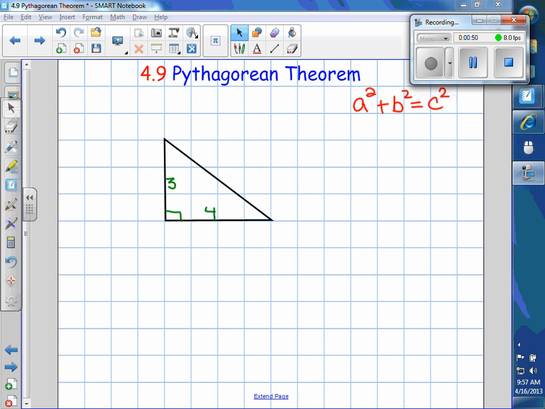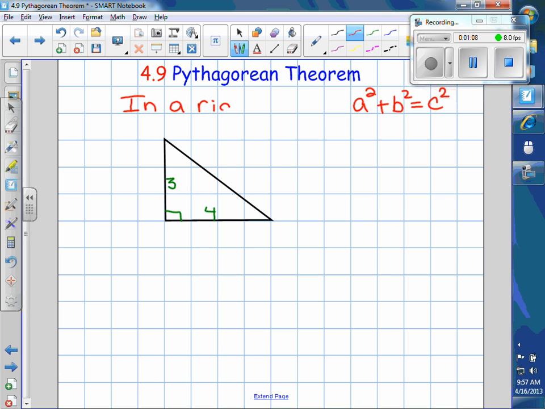So what this is really saying is that if you have a right triangle, the Pythagorean theorem is always related to a right triangle. So you want to make sure we're always talking about a right triangle when we talk about the Pythagorean theorem. This statement is true as long as c is the hypotenuse, and these a and b are the legs.